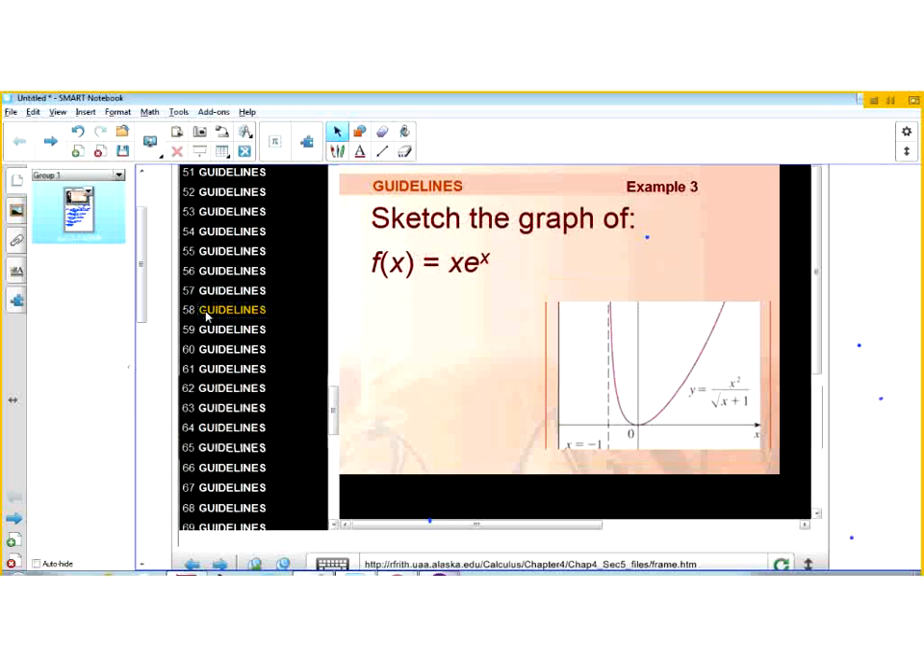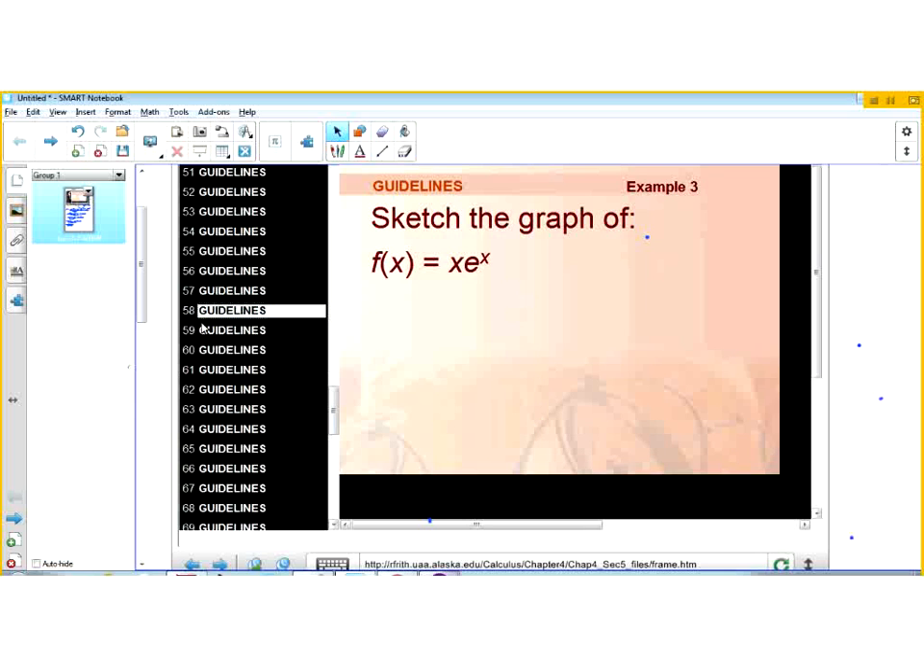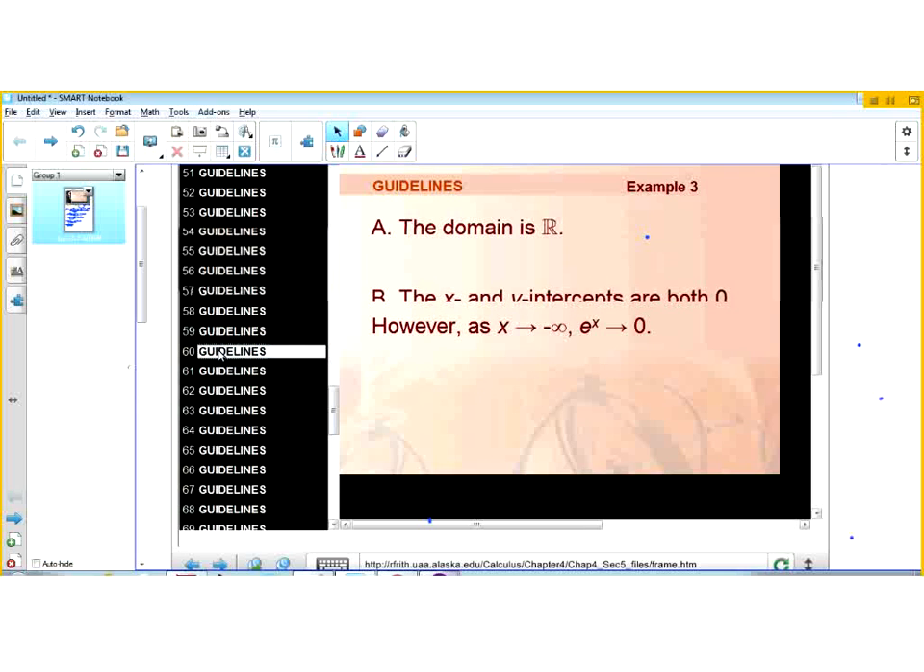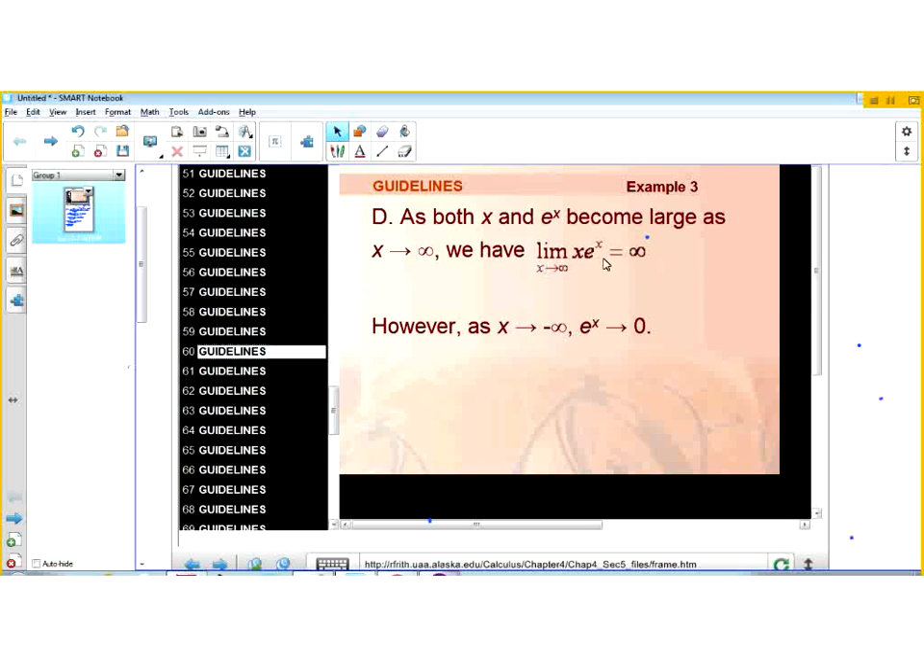I guess I have another example. Sketch the graph of x e to the x. So the domain is the set of real numbers, the x and y intercepts are the origin, no symmetry. The limit as x approaches infinity is infinity times infinity, which is infinity. The limit as x approaches -infinity, aha, that is a little bit challenging.